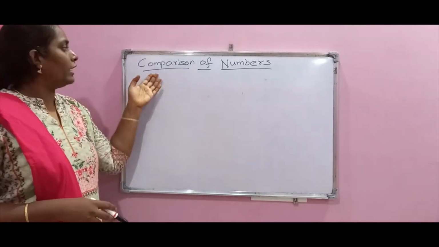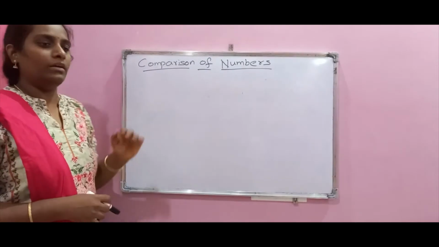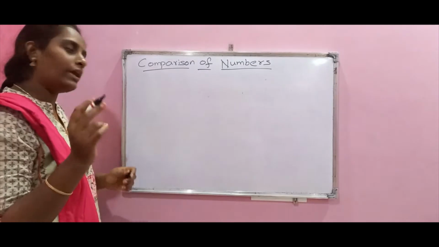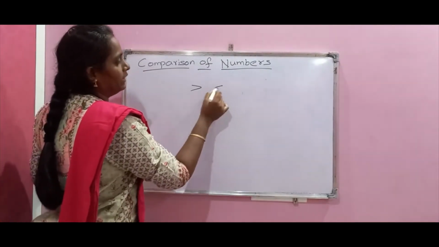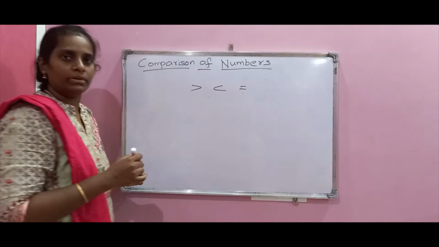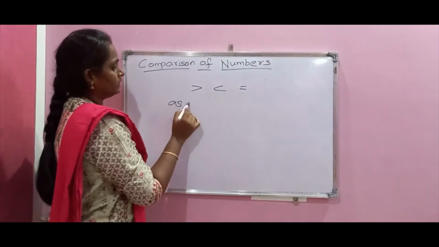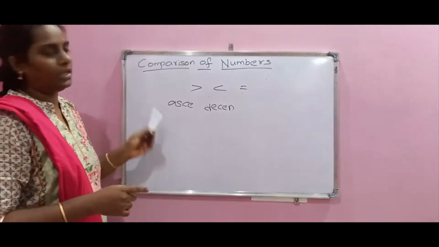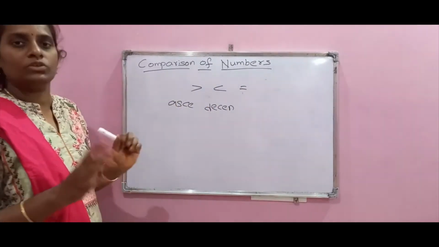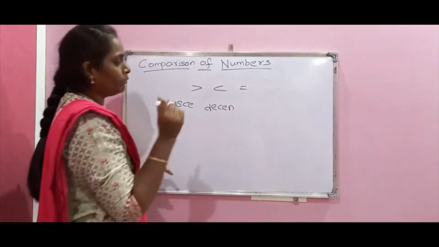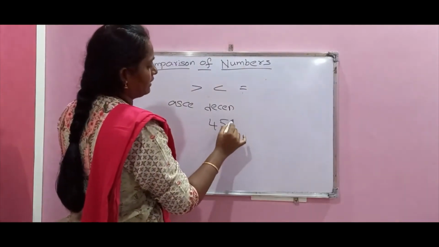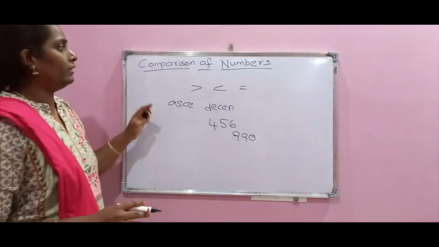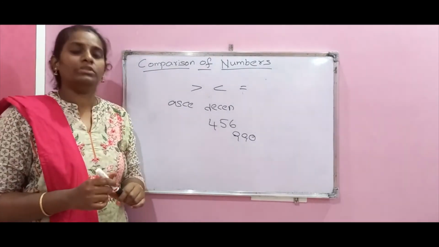Today's topic is comparison of numbers. In the previous class, you already learned comparison. How do we compare? Using the greater than symbol, less than symbol, or equal to symbol, and ascending and descending orders. Here also, it is like that. In the previous class, you learned up to 3-digit numbers, up to the hundreds place, like 456 and 990. But in this class, you will learn up to thousands. Okay?